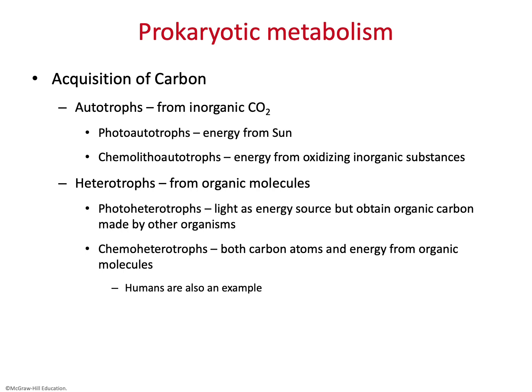And we have chemolithoautotrophs, which obtain energy by oxidizing inorganic substances. They can oxidize ammonia or sulfur, but most prokaryotes are actually chemoheterotrophs. They obtain both carbon and energy from organic molecules. Humans are also an example of chemoheterotrophs, and many of the strains of bacteria that we culture in microbiology laboratories, growing in media, are also chemoheterotrophs.